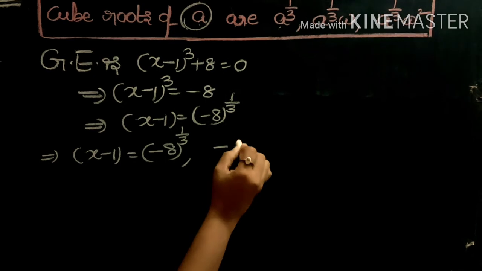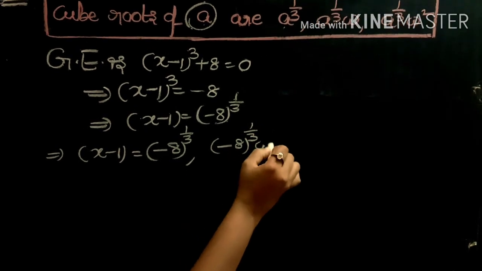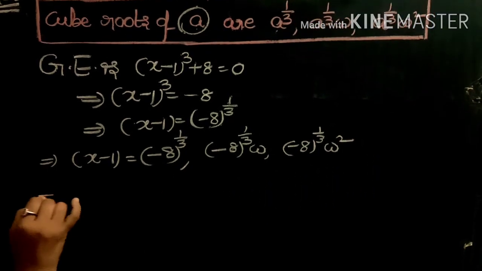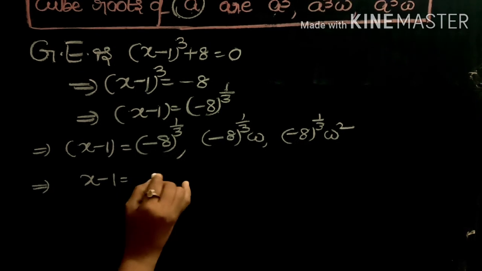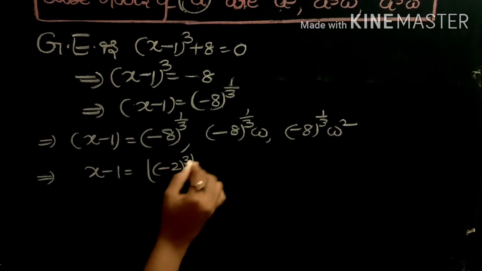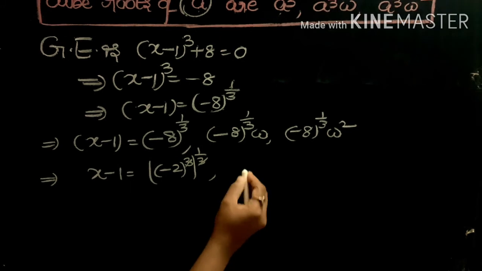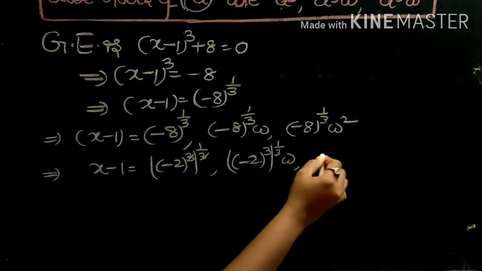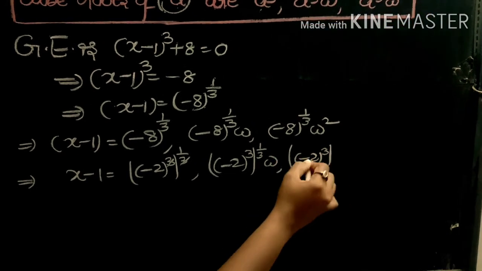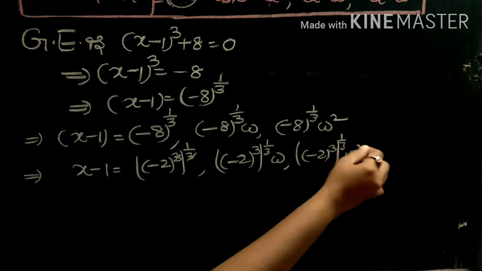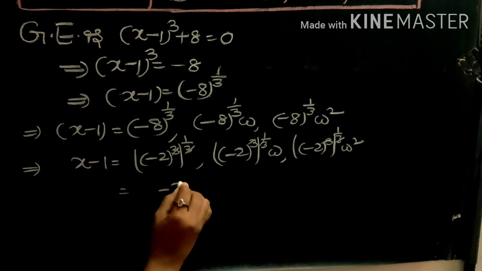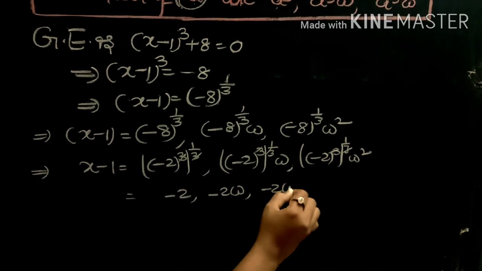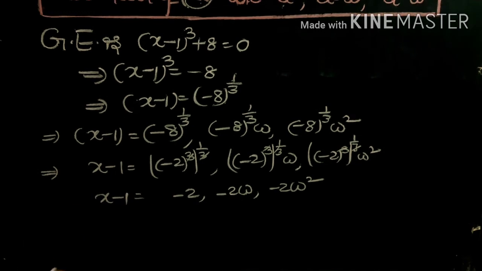Next value: minus 8 power 1 by 3 into omega, and next value: minus 8 power 1 by 3 into omega square. Which implies x minus 1 is equal to minus 2 whole cube power 1 by 3, that is minus 8, and minus 2 whole cube power 1 by 3 into omega, and minus 2 whole cube power 1 by 3 into omega square. Which are equal to: the first value is minus 2, the next value is minus 2 omega, and the next value is minus 2 omega square, which are the values of x minus 1.